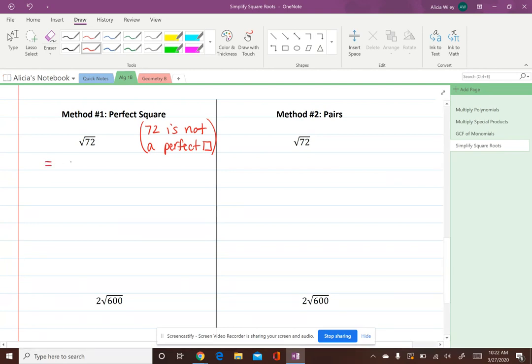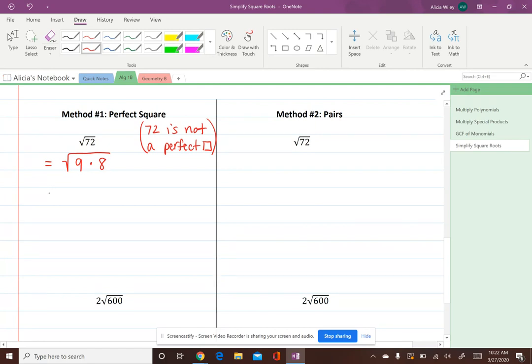Well, a perfect square that goes into 72 is 9. So I'm going to write my radical symbol, and then I'm going to write a 9, and think about, what would I multiply to 9 to get 72? Well, that would be 8, right? Now, 9 is a perfect square, but 8 is not.